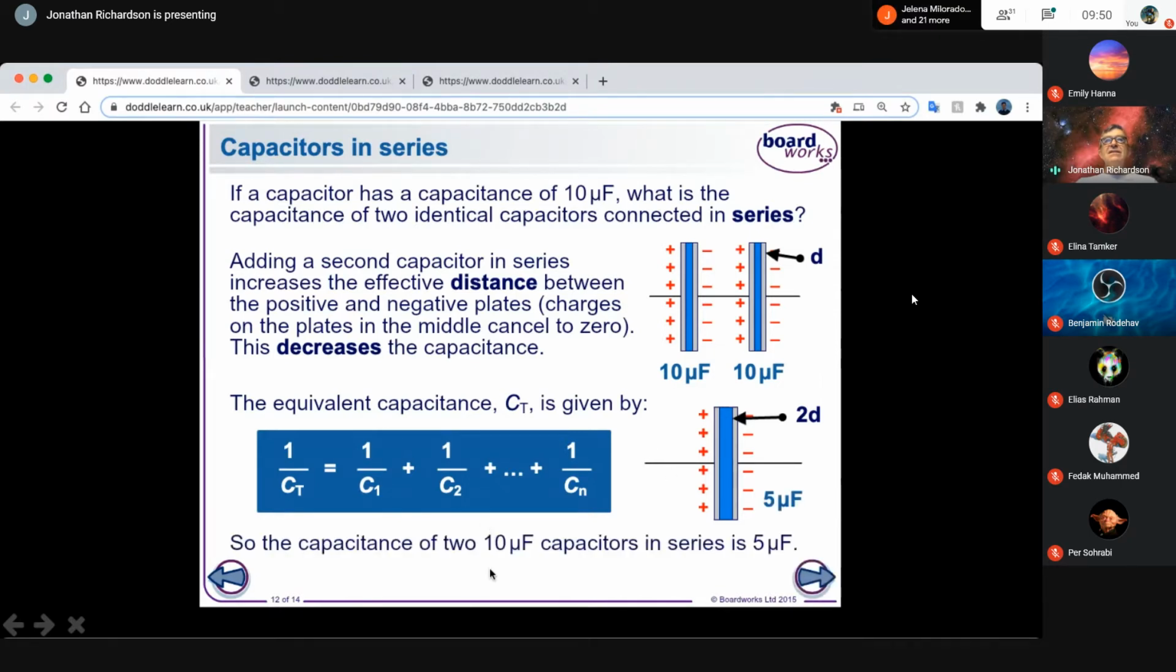So the capacitance of 2 10 microfarad capacitors in series is 5 microfarads. How do we get that? Well, 1 over Ct is 1 over 10 plus 1 over 10. 1 over 10 plus 1 over 10 is 2 over 10. 1 over Ct equals 2 over 10. Turn that the other way round, Ct is 10 over 2. So therefore, we have a simple formula again that we can apply.